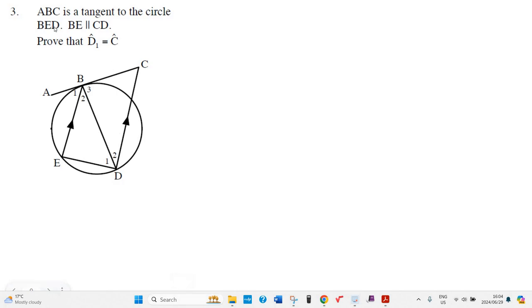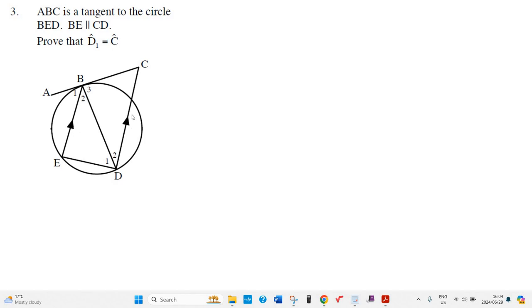Okay, let's try this question. They say that ABC is tangent. This line here, AC, is tangent to the circle right there at B, and BE is parallel to CD. That's given. You're supposed to prove that D1 is equal to C.